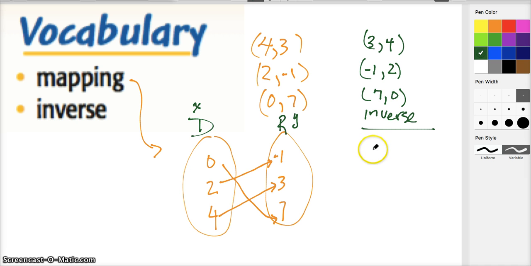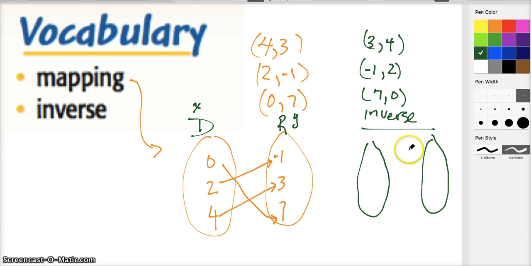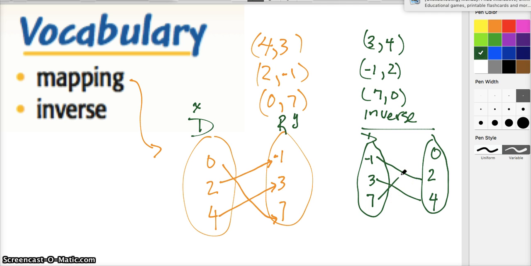And of course I can do an inverse mapping where the domain and range switch places. So now the domain is -1, 3, and 7. And the range, I'm getting this confused guys, is 0, 2, and 4. Okay, and again, the relationship would happen as I map 3 with 4, -1 with 2, and 7 with 0.